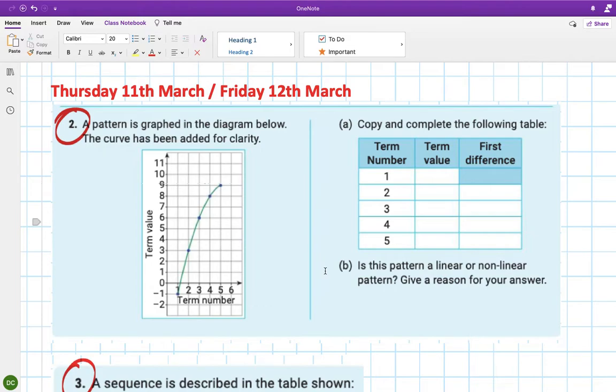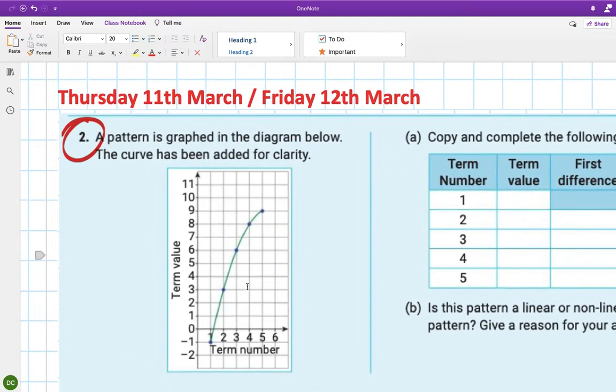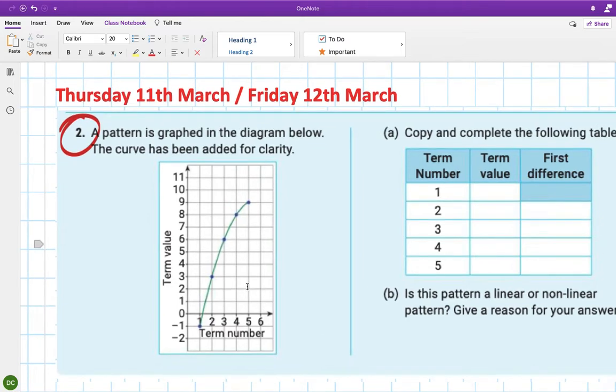Okay, so we need to use... Oh yeah, I see the dots. We need to use the graph to help us fill the numbers into the table, essentially. So that first one, term 1, this is where term 1 is. The dot is here, which is in line with -1. So that's what term 1 is, -1.